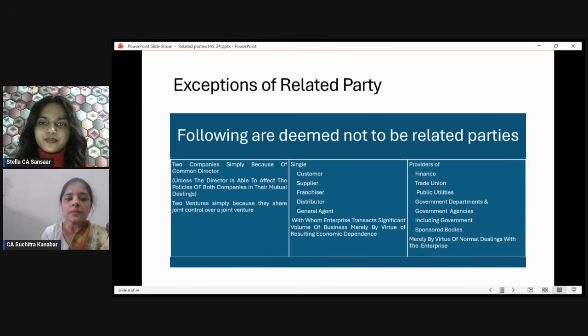Two venturers simply because they share joint control over a joint venture. A single customer, supplier, franchisor, distributor, agent with whom the enterprise transacts a significant volume of business merely by virtue of resulting economic dependence. Providers of finance, trade union, public utilities, government departments, and government agencies, including government sponsored bodies, merely by virtue of normal dealings with the enterprise. Here, you need to note that the word director over here would mean a key manager in common also.